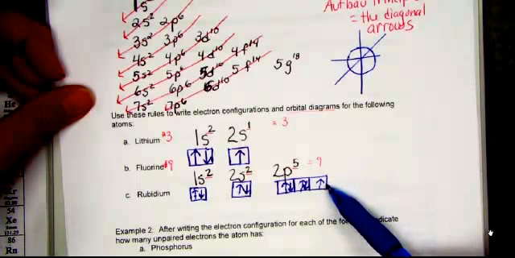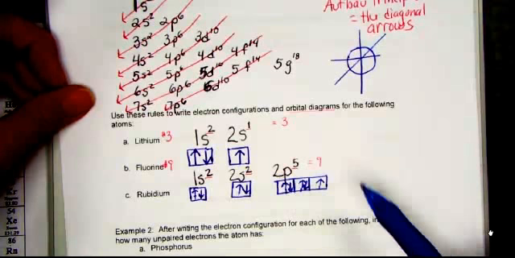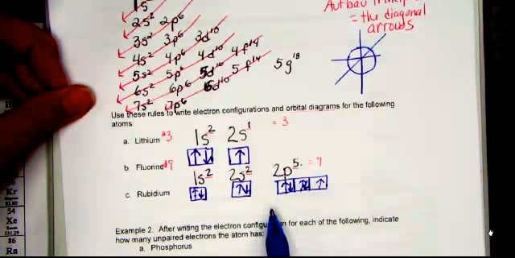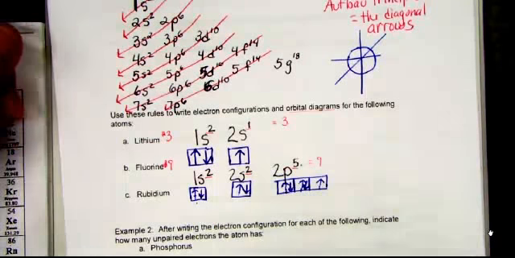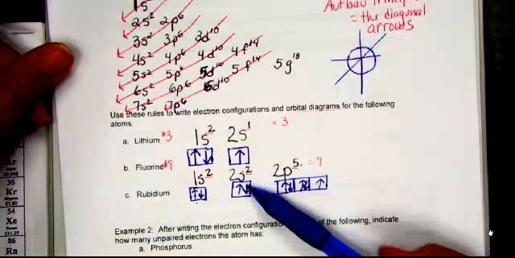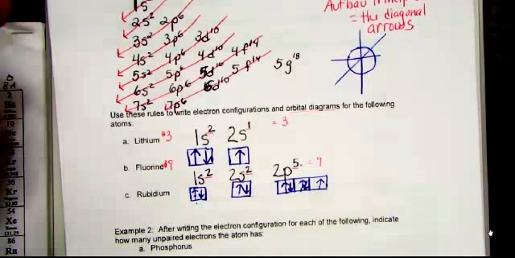One of them is unpaired in the p sublevel of the second principal energy level. 1s2, 2s2, 2p5 is the electron configuration for fluorine. Its electron arrangement has been shown with 2 arrows in the s sublevel, 2 in the second energy sublevel s, and 5 in the p down here at the second level.